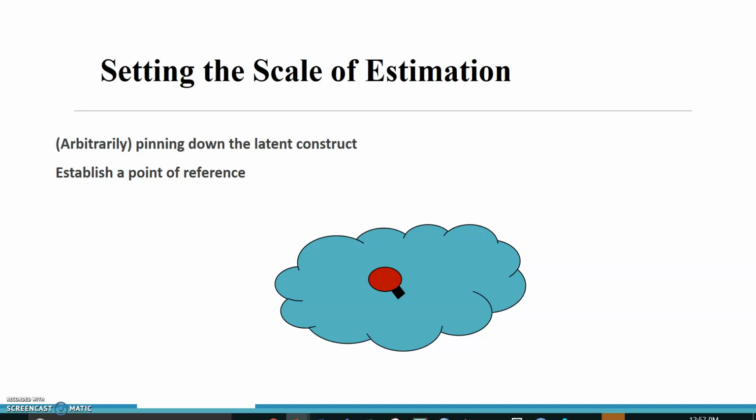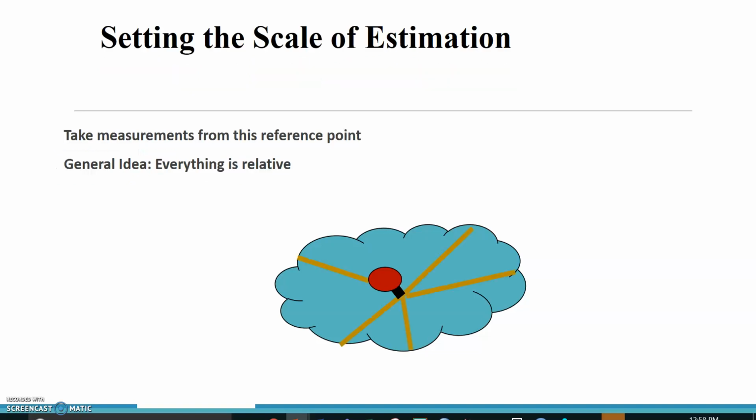That's what we're doing when we're setting the scale of estimation. We are arbitrarily pinning down a latent construct. These are in space. We can't physically measure them. So we're just going to pin one item, and we're going to use that as the established reference, and we're going to make everything else relate to that. So everything is relative in these measurements, and we have a starting point, and everything pins around that.